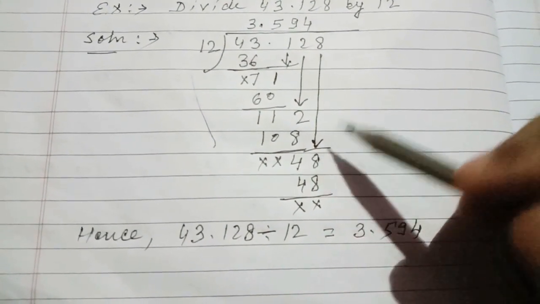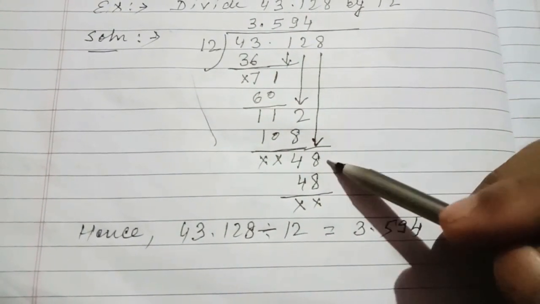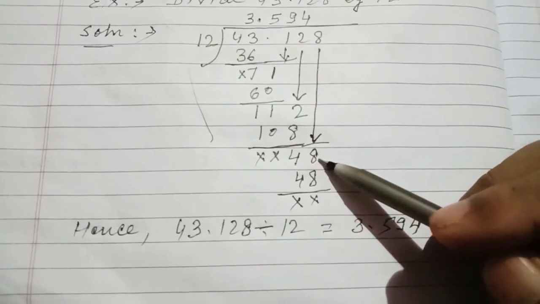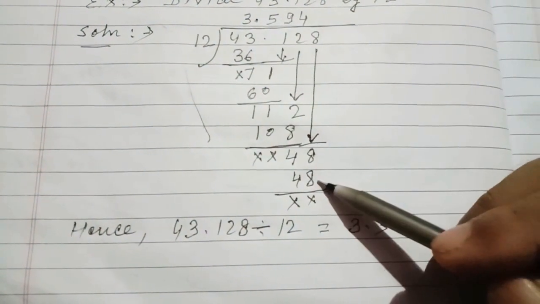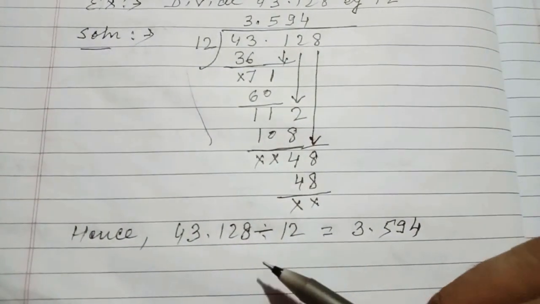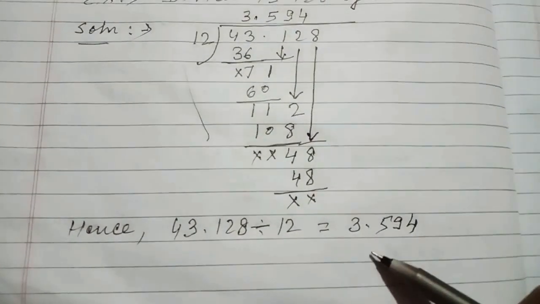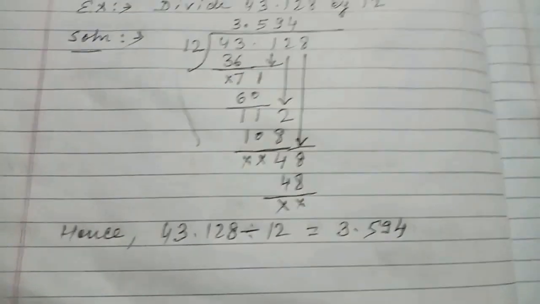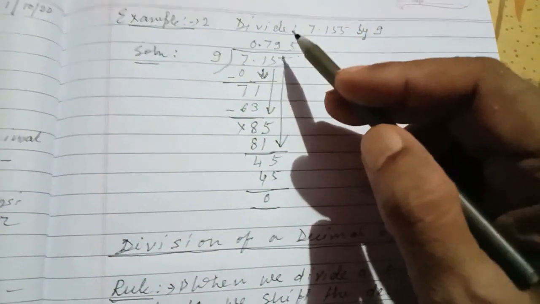And now we will put down the last digit, that is 8, after the decimal point. So it will become 48. So 12 times 4 is 48. Hence 43.128 divided by 12 is equal to 3.594. Let us take another example.